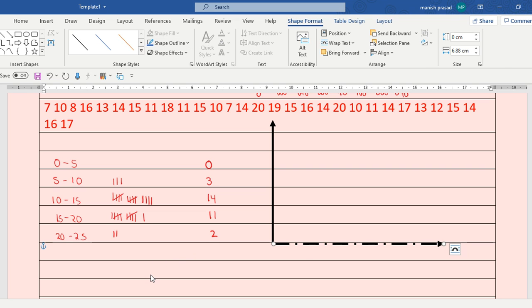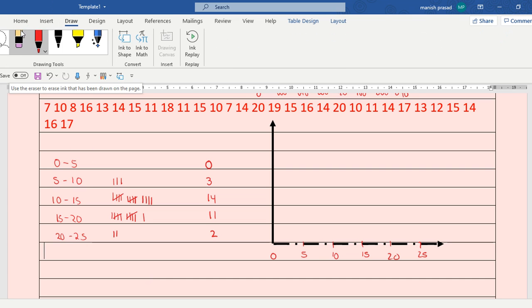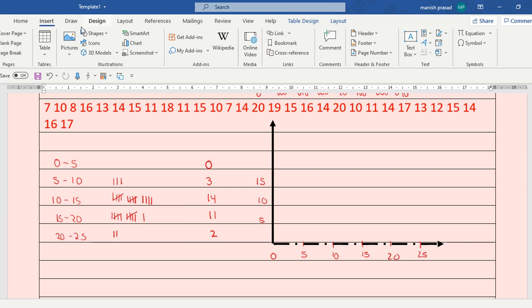Now on the x-axis we have 0, and then it goes up to 5, then 10, then 15, then 20, and then 25. So the first one is a 0. 0 to 5 is a 0, so no worries about that. 5 to 10 is a 3. So we have it out here as 3, 4, 11, 2. Even if we make it like this, a 5, a 10, and a 15 gap out here.